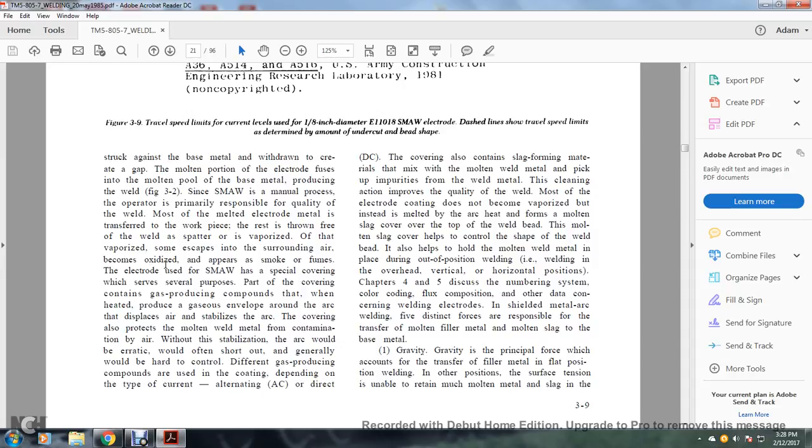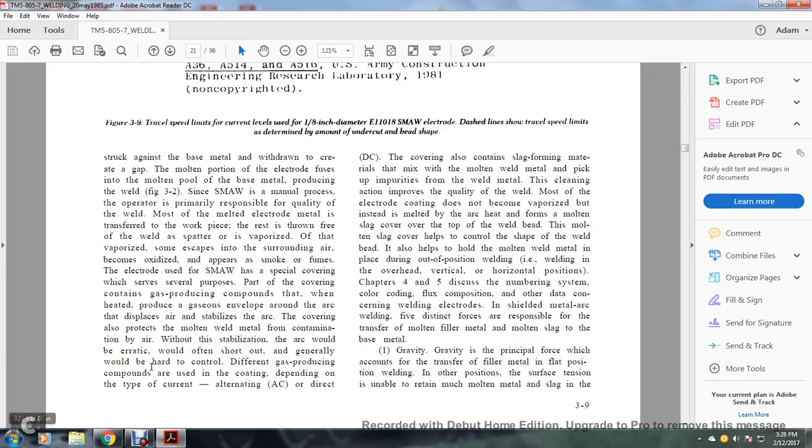Electrodes used in shielded metal arc welding have a special covering which serves several purposes. Part of the covering contains gas-producing compounds that, when heated, produce a gaseous envelope around the arc to displace air and stabilize the arc. The covering also protects the molten weld metal from contamination by the air. Without stabilization, the arc would be erratic and would often short out, and generally would be hard to control.